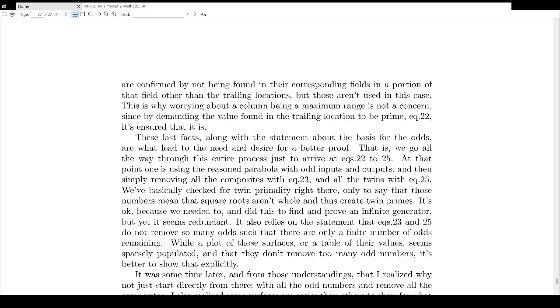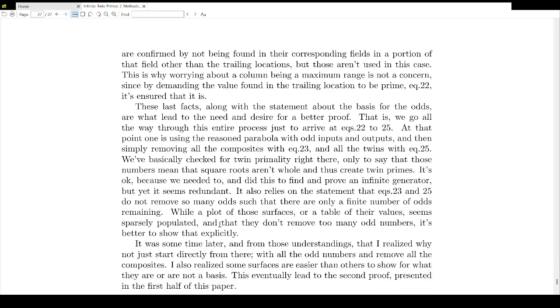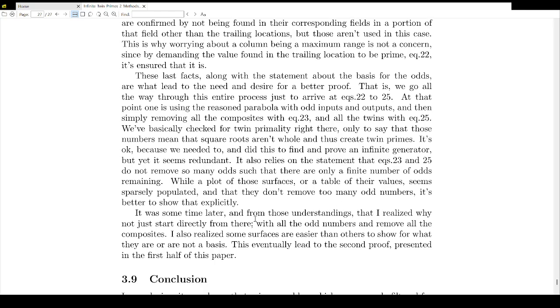And it also relies on those statements that do not remove so many odds, such as there's only an infinite number of odds remaining. That part where I just kind of said, okay, these two square roots, sure, there's an infinite number of odds that are not of this form. And it seemed trivial, but that's not good enough. While a plot of those surfaces or a table seems sparsely populated, they don't remove too many odd numbers. It's better to show it explicitly.